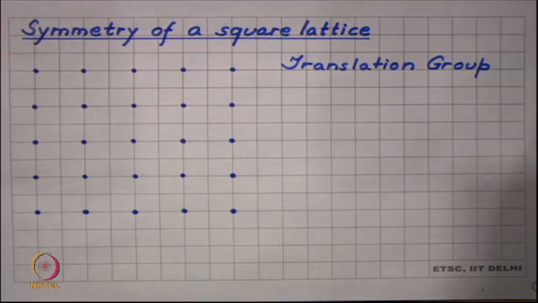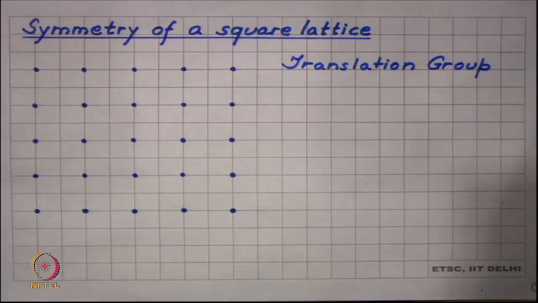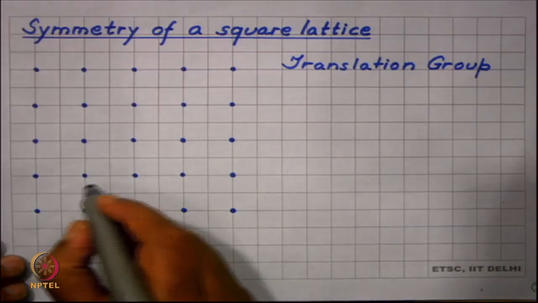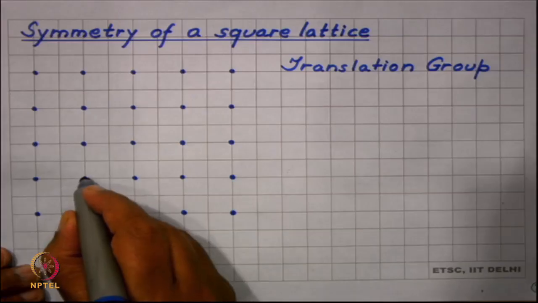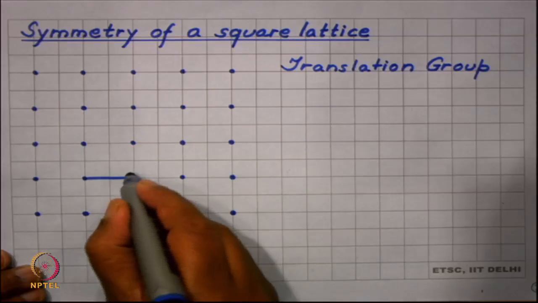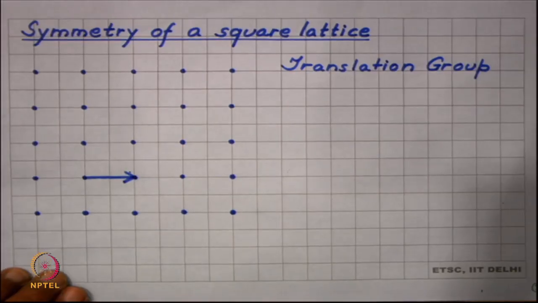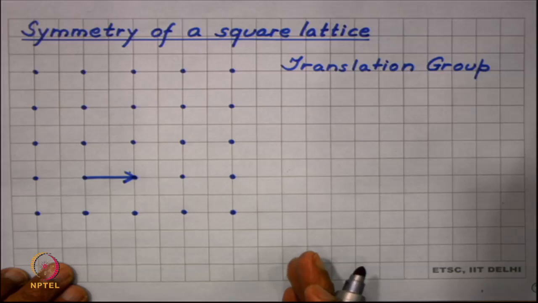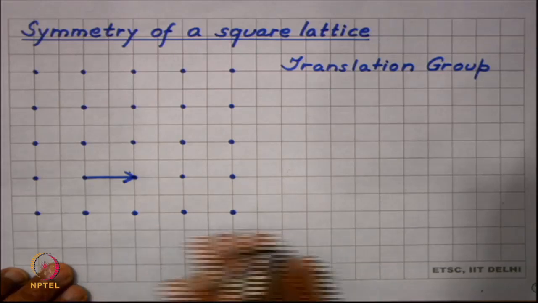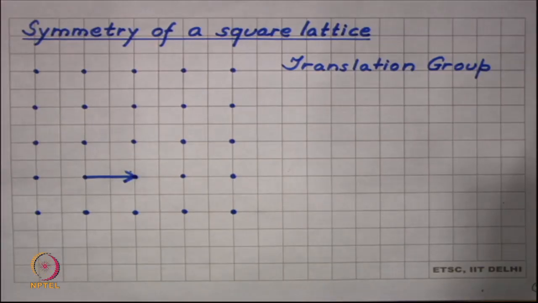Let us now look in detail at the symmetry of a square lattice. We begin with the translational symmetry. We have already seen this. Let us add some translations. Recall that any vector from one lattice point to another constitutes a lattice translation, and if all points are shifted by this translation, the lattice will map into itself and will be a symmetry operation. So, this blue arrow is a symmetry operation or a symmetry translation of the lattice.